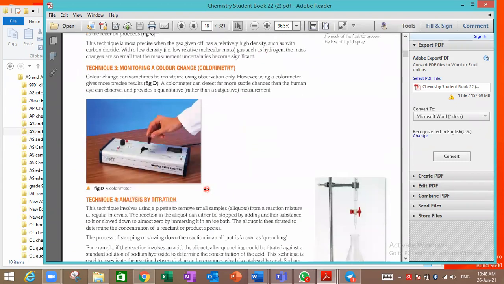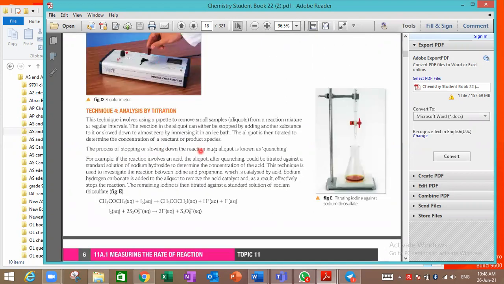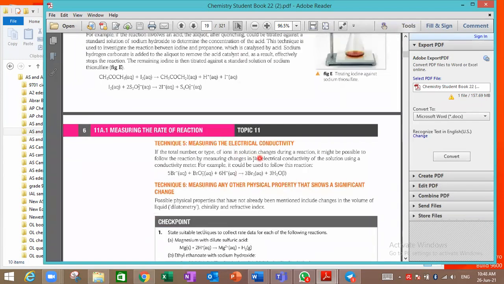Or if we have a reaction in which a color is either found in the reactants or the products, we can measure the intensity of color with time, or else we use titration methods, or else we measure electrical conductivity or any other physical property found in the reaction mixture, which we have to follow in order to calculate the rate of such a reaction. So these are the experimental methods.